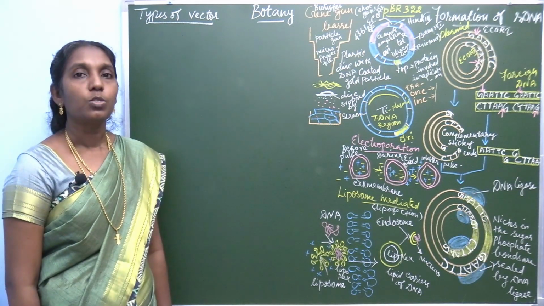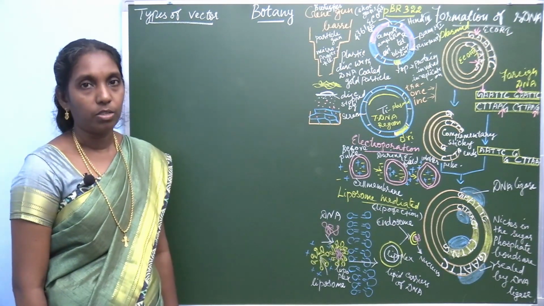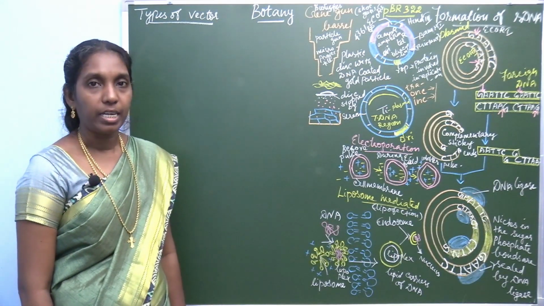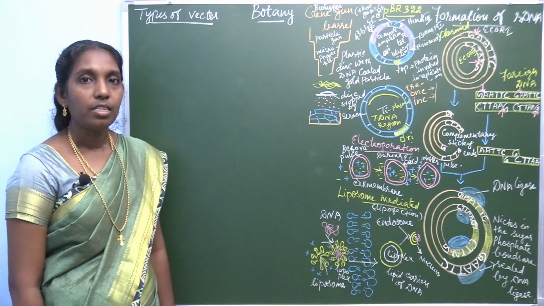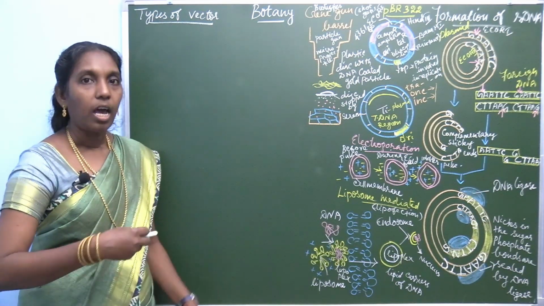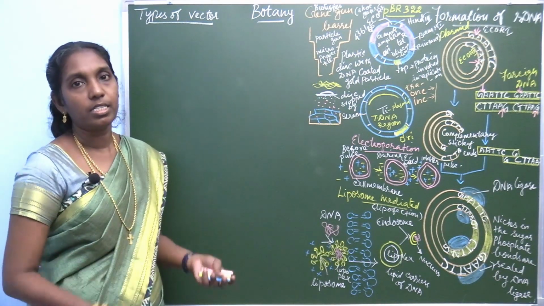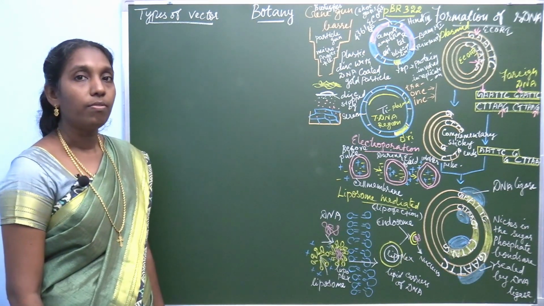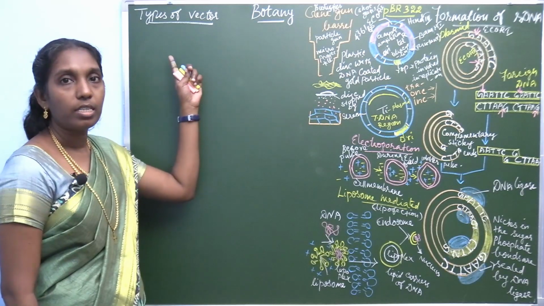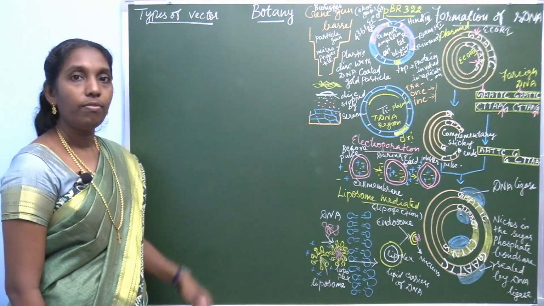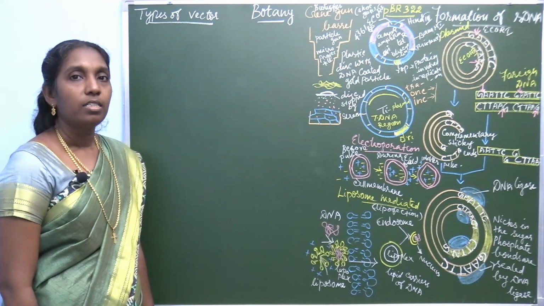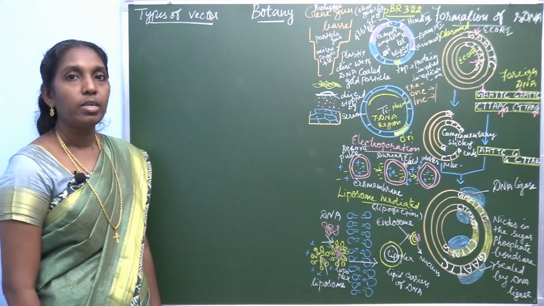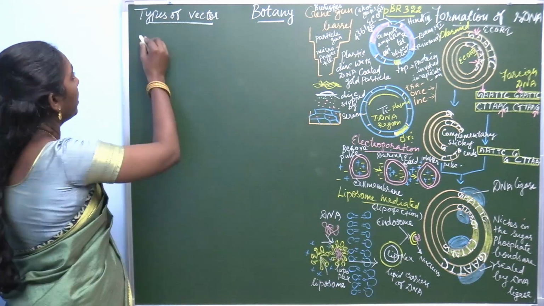A vector is a small DNA molecule capable of self-replication, and it carries and transfers genetic information. So, there are a number of vectors. Today the topic is types of vectors. There are a few types of vectors. The most commonly used vector is the plasmid.